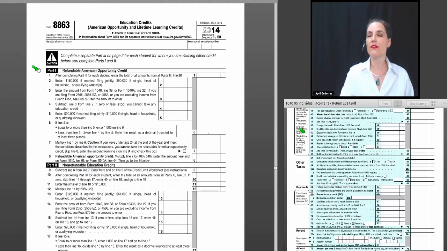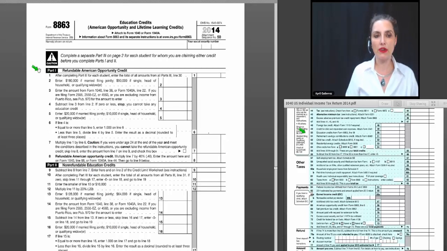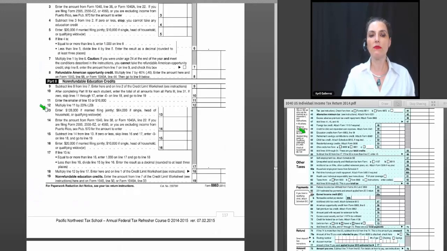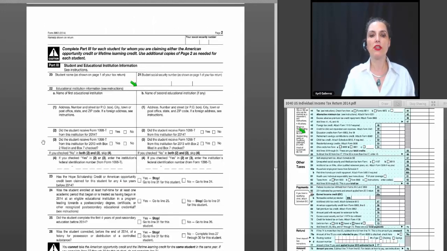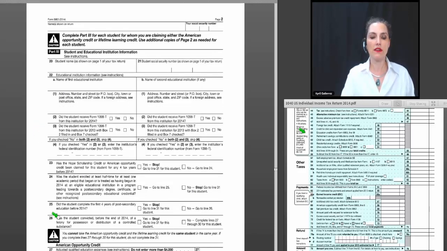Here is the form that you need to complete if you are claiming either the American Opportunity Credit or the Lifetime Learning Credit. You complete Part 1 to figure the refundable part of the American Opportunity Credit. You complete Part 2 to figure the non-refundable education credit. And then in Part 3, you provide information for each eligible student that you are using to claim the American Opportunity Credits.